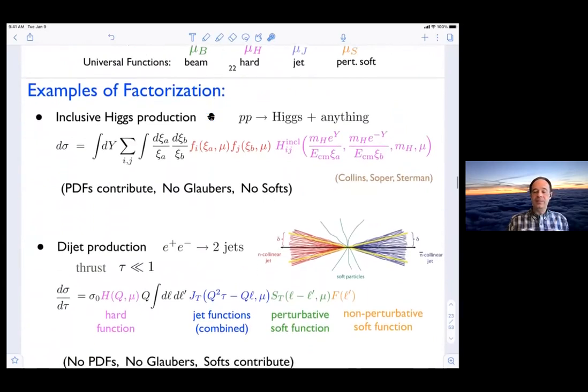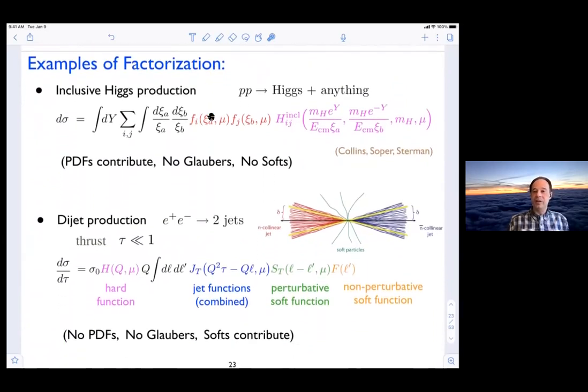There are a couple of simple examples of factorization. One that's pretty familiar is just pp to Higgs plus anything. Summing over everything in the final state means that we don't have any of those jet functions, and we have a very simple initial state, which is just parton distribution functions. And then these things talk to each other through their order one large momenta, which is shared by the collinear functions and the hard function. And that's why you end up with these integrals.